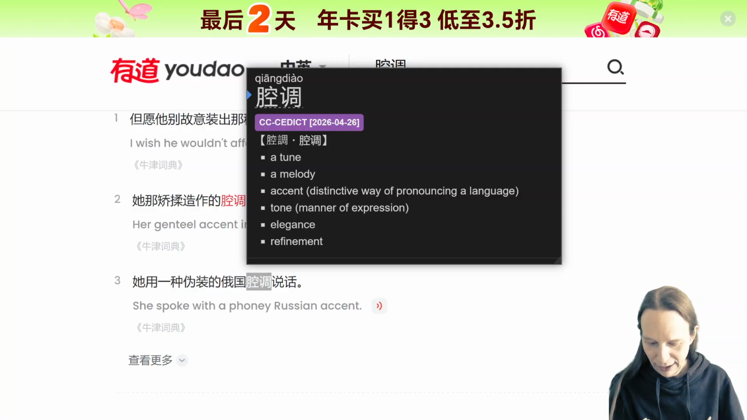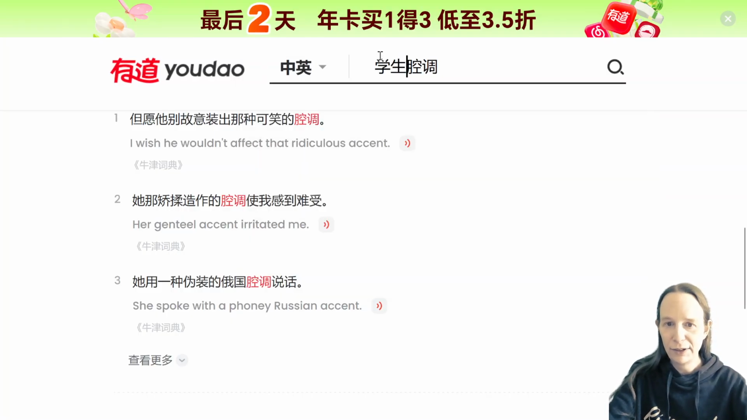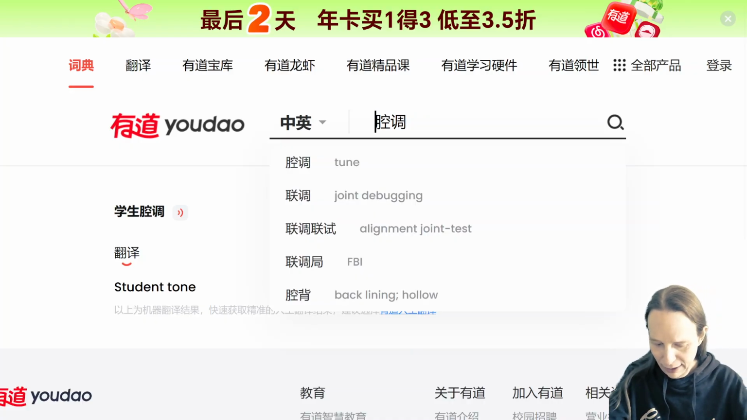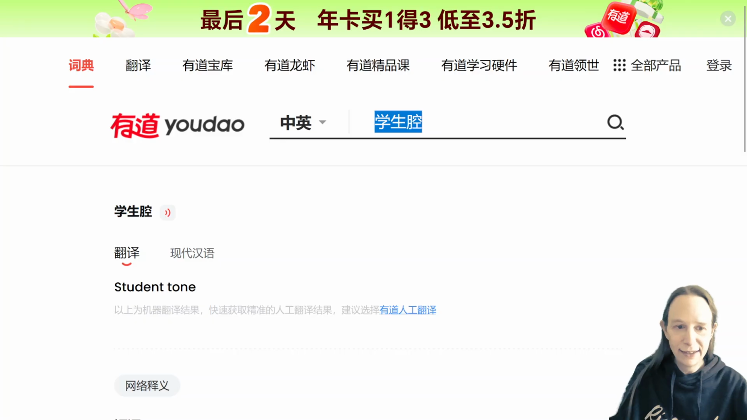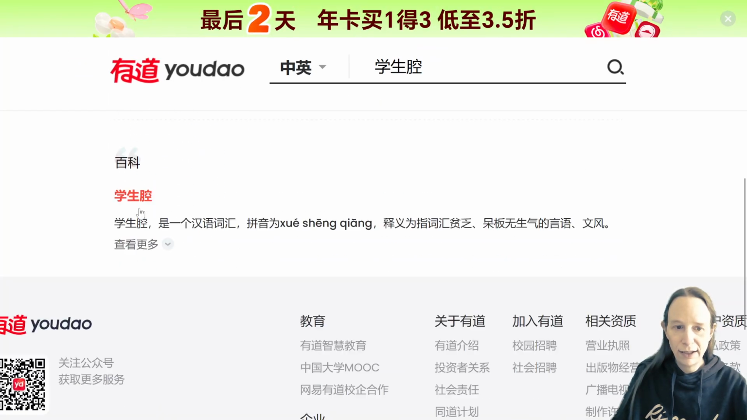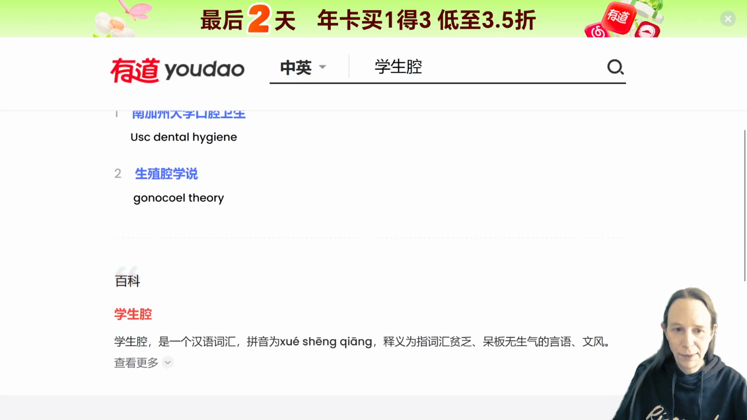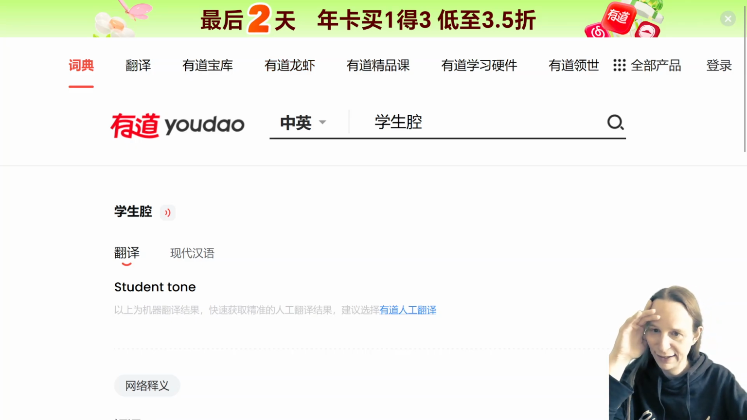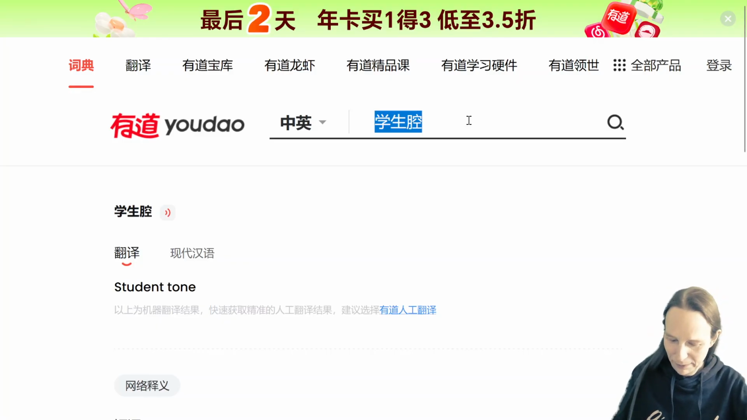All right. Okay, so the example I have 学生腔调, for a student accent, student tone. And what's the second one? Oh, so it was just 学生腔, 学生腔. It represents the tone of how a student speaks, I guess.